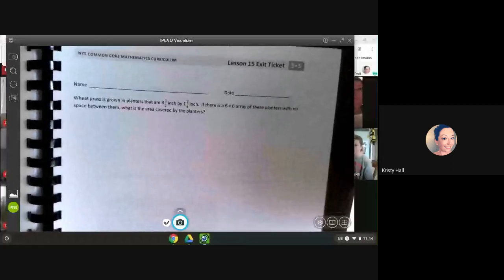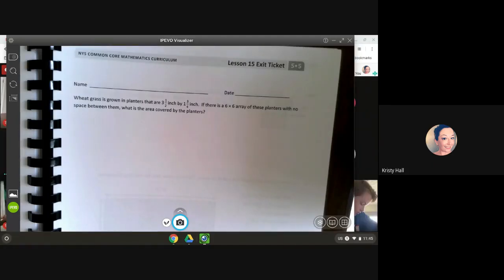So I wanted to spend some time going over this one because none of the problem set problems were actually similar to this one, but this one has a whole bunch of steps that we need to consider. So let's read first. Wheatgrass is grown in planters that are 3.5 inches by 1 3/4 inches. If there is a 6 by 6 array of these planters with no space between them, what is the area covered by the planters? Okay, I'm going to read it again, and I'm going to ask you to tell me, what are you thinking? What do you know? What questions do you have?